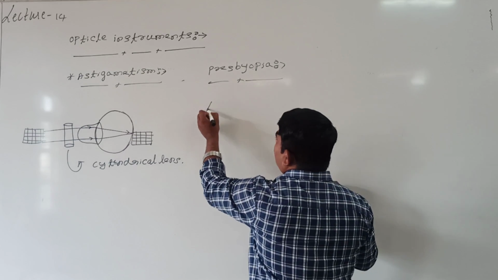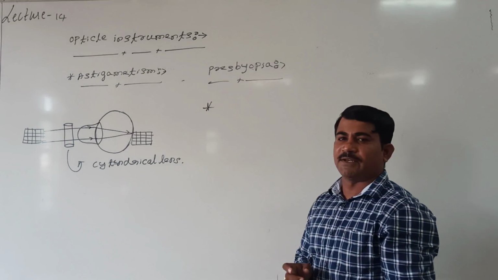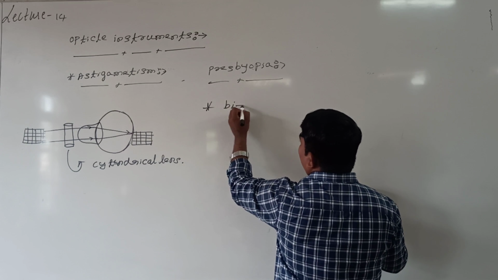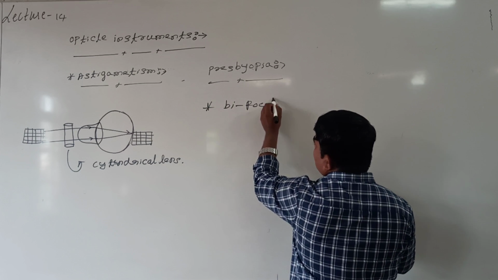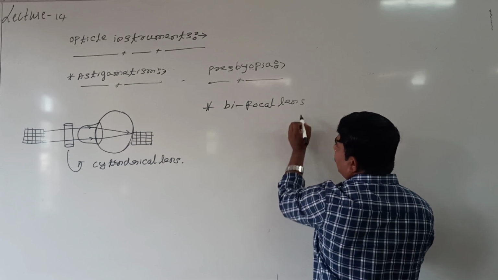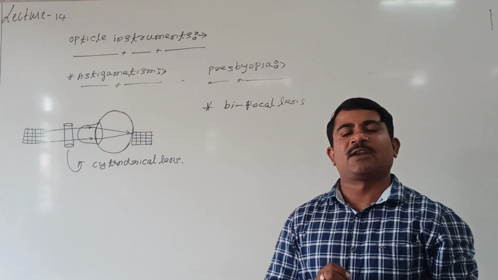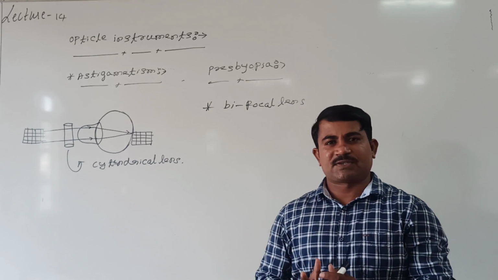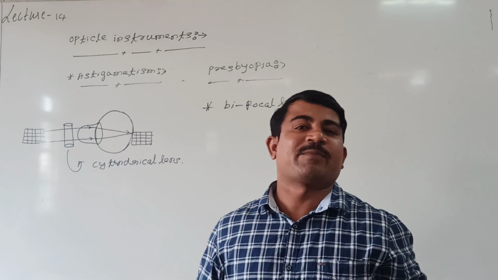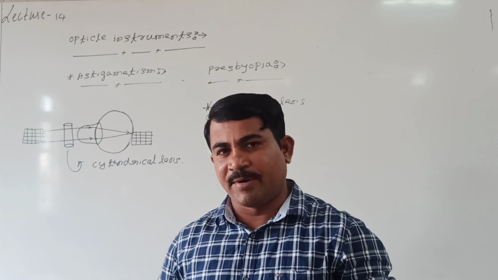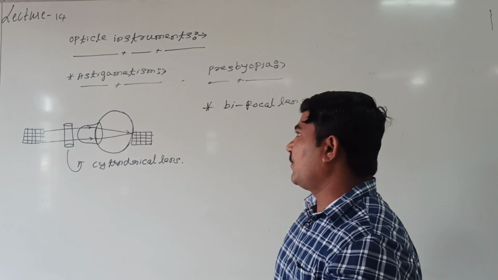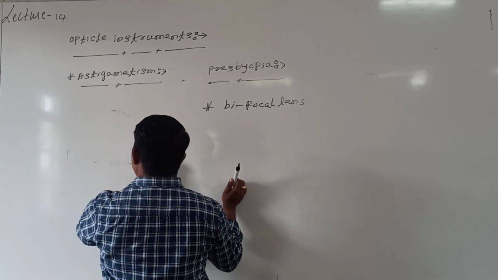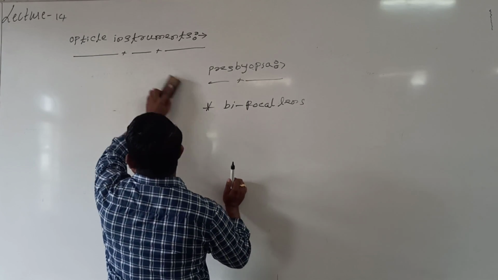Presbyopia requires both convex lens and concave lens, so this presbyopia can be corrected by bifocal lens. Bifocal lens means a combination of convex lens and concave lens; using that, presbyopia may be corrected. So these are vision defects: myopia, hypermetropia, presbyopia and astigmatism. After the vision defects, let us know what is a simple microscope and a compound microscope. That we will study in detail.